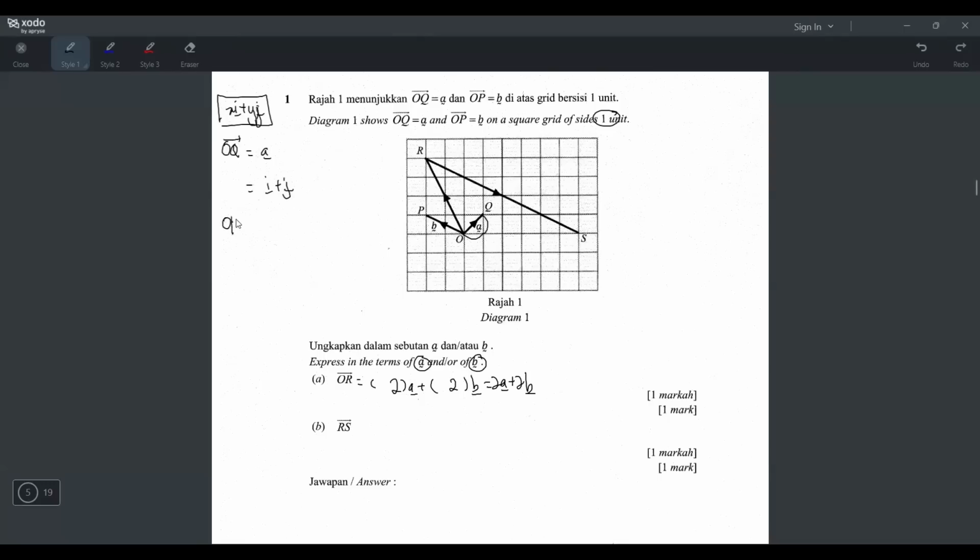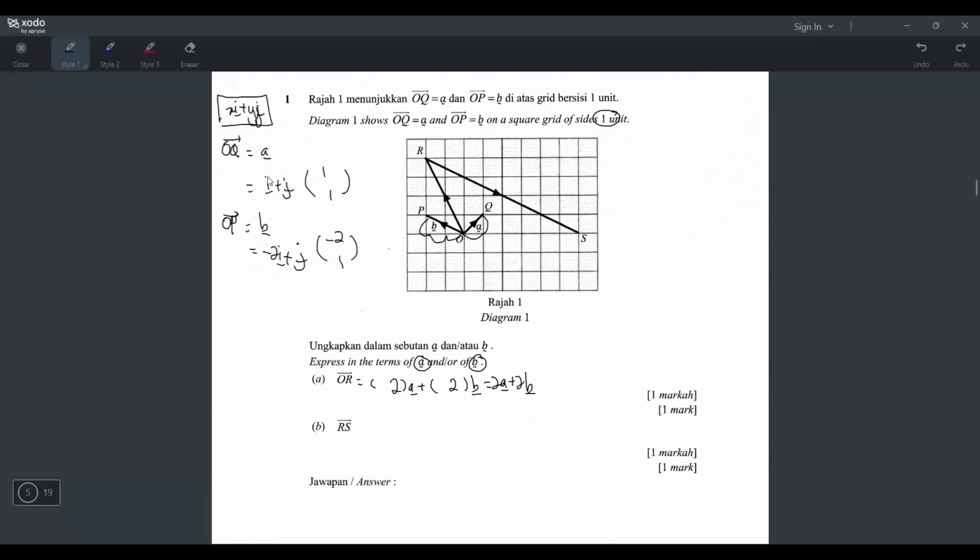And you do the same thing for vector OP. So OP vector is B. Count horizontal first. Horizontal is 2 units and then go up 1 unit. If you go to the left, it has to be negative 2i and then plus 1j. By the way, if you want to write it in bracket form, also can. For ij vectors, you can change it to bracket form, so it looks like this, 1, 1. This one is negative 2, 1, like that.